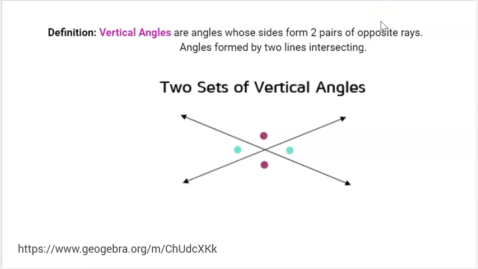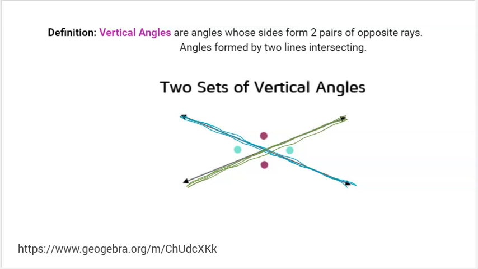All right, just some vocabulary before you start this exploration. Vertical angles are angles whose sides form two pairs of opposite rays. Or what you can think about is angles formed by two lines intersecting. So right here we have this blue line that I'm shading intersecting this green line. So it's the angle pairs formed by this.